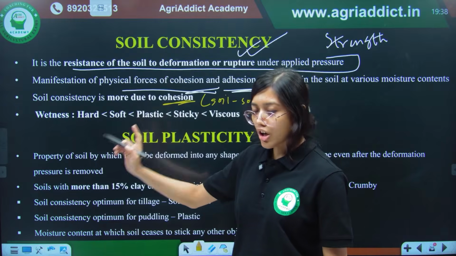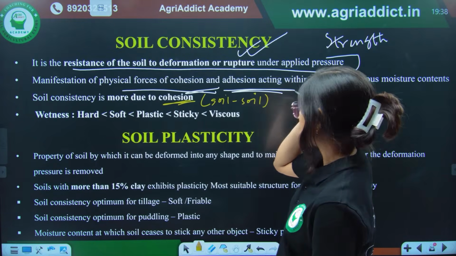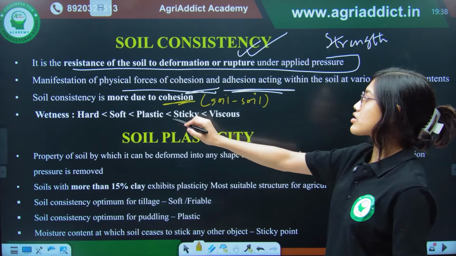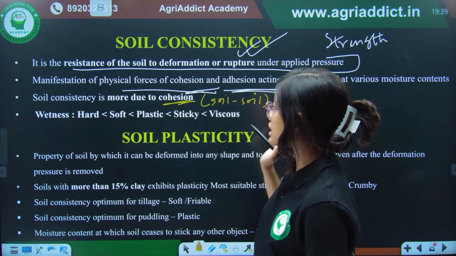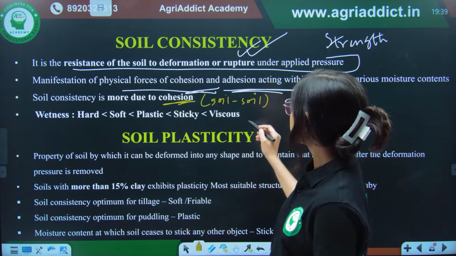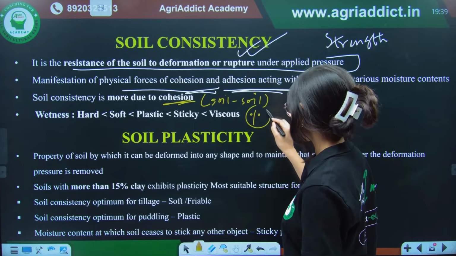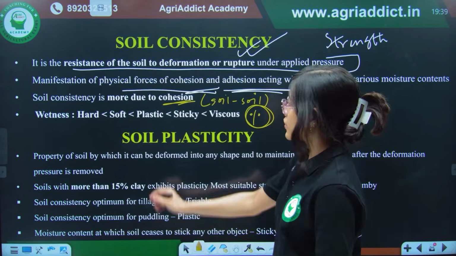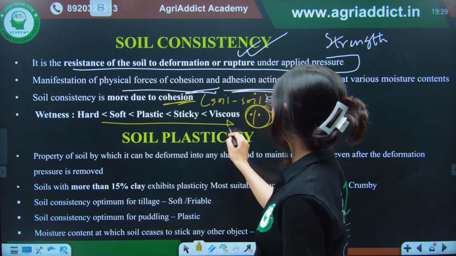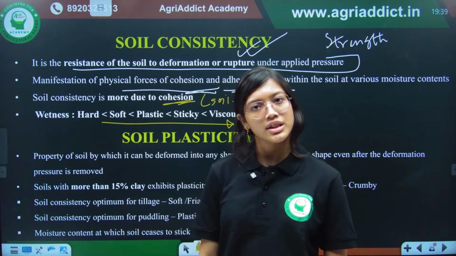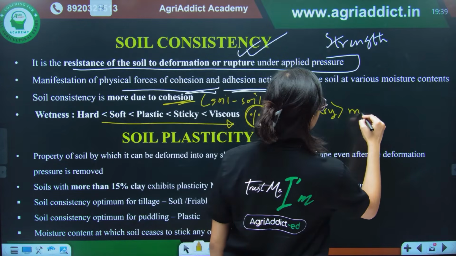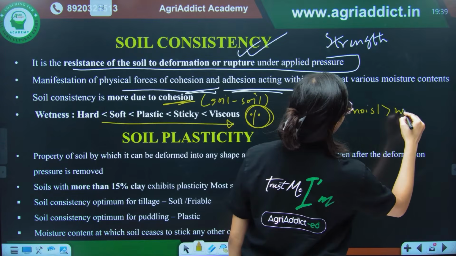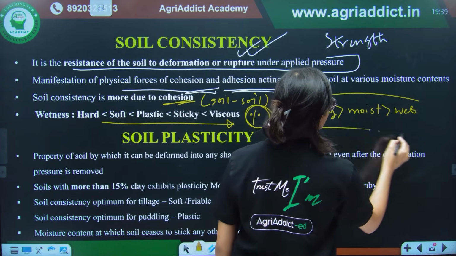Now, according to your wetness also, the soil consistency will change. It is hard, soft, plastic, sticky and viscous. So, these are the different percentages of moisture. Whenever we go from here to here, the moisture percentage will increase. And always remember, dry soil is more consistent than moist soil, and moist soil is again more consistent than wet soil.